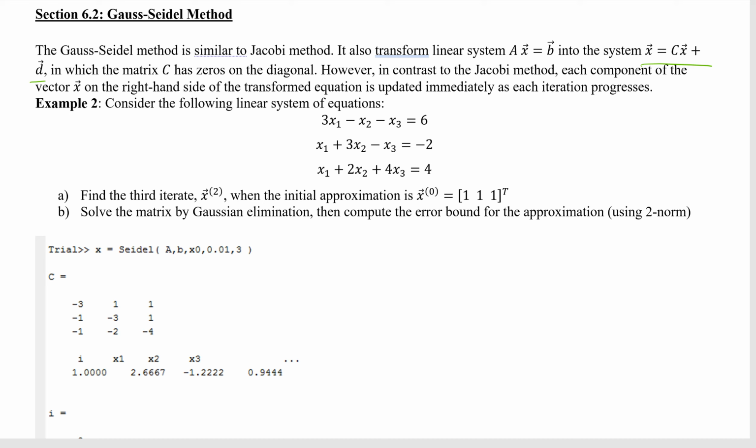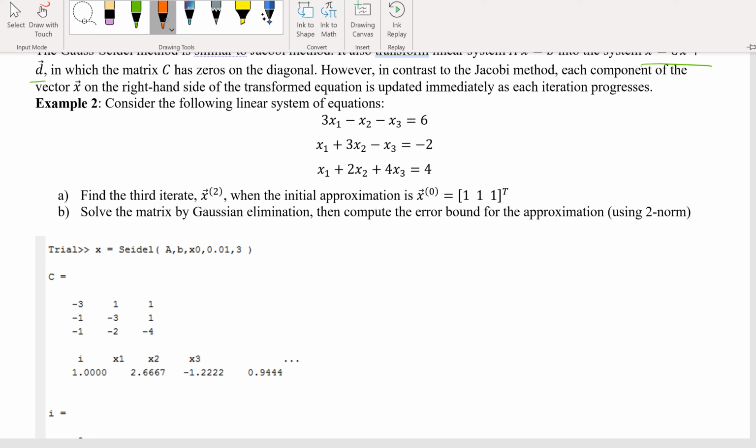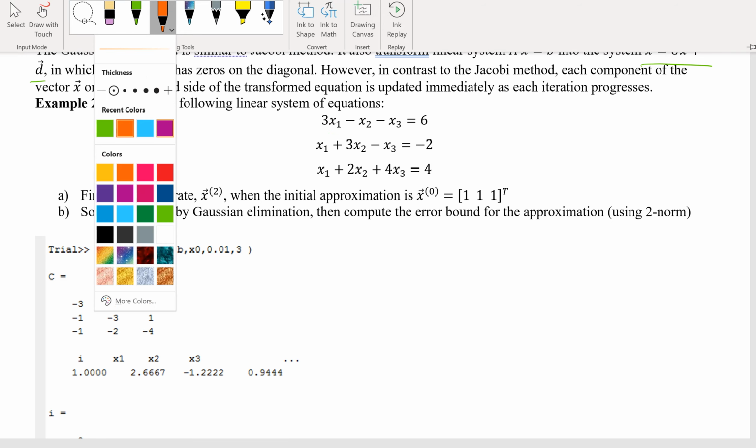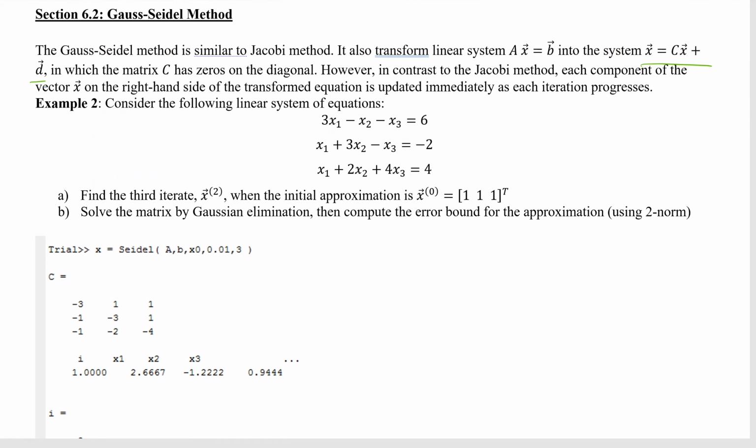So let's look at the following example. Consider the following linear system of equations. Here we have the same equation as before. In part A, we want to find the third iterate when the initial approximation is x0 equals (1, 1, 1). Now let's recall how to find C and d, the same way as before.